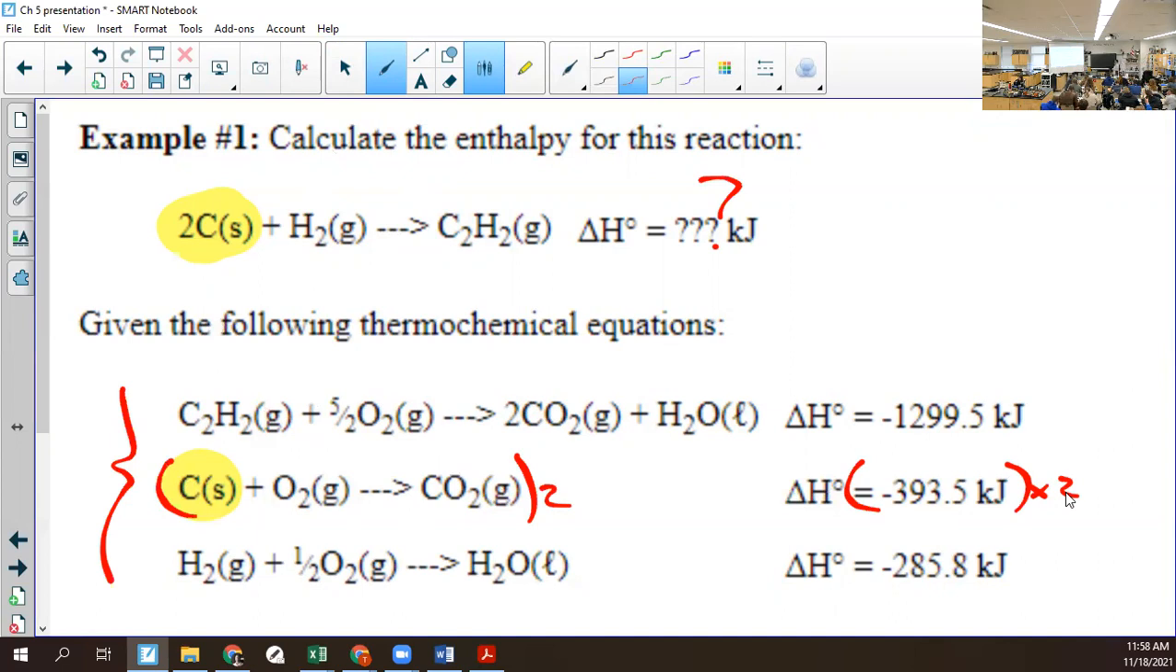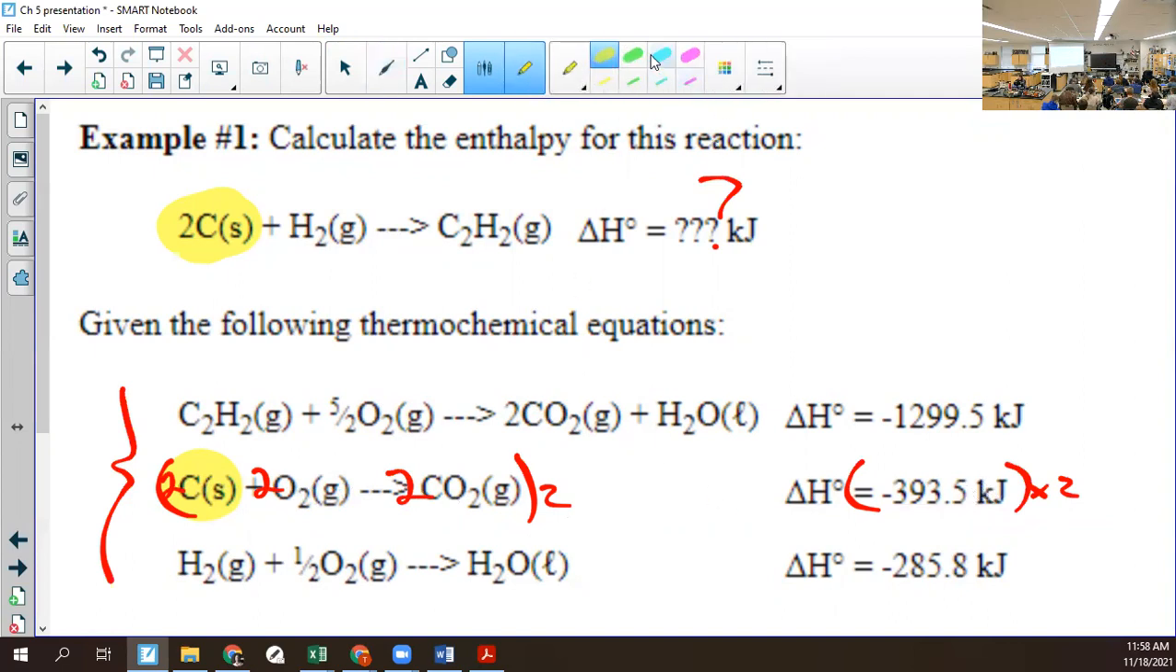All right, so I must make the 3 given reactions match these things exactly. So I have solid carbon. I'm going to double it. That would put 2 C's, 2 O2s, 2 CO2s. And it would make this around 800, right? Or negative 800. Okay, moving on.